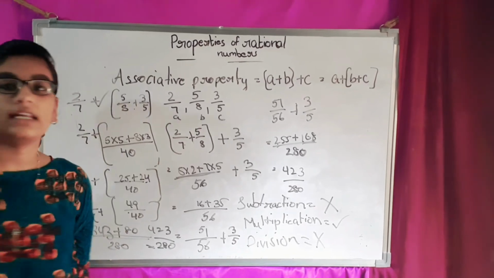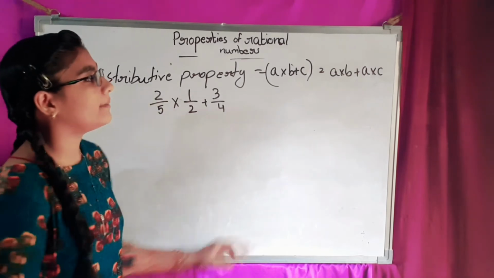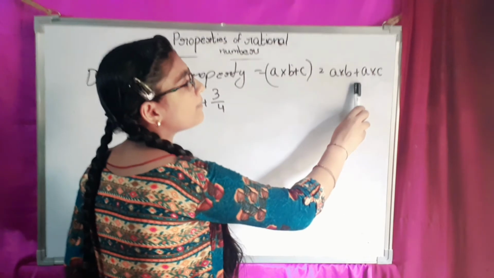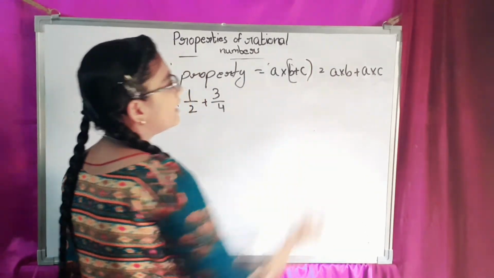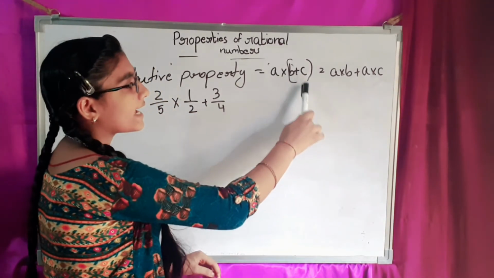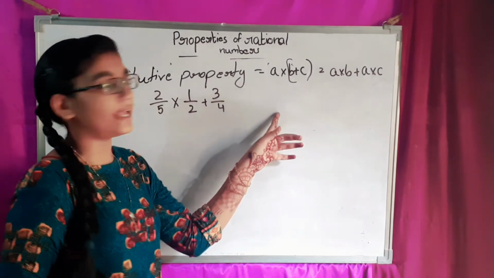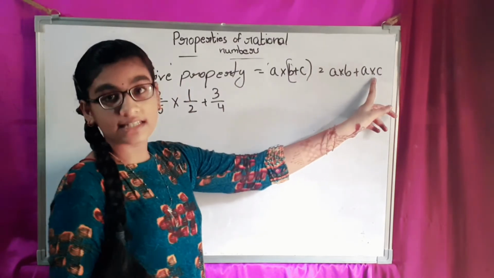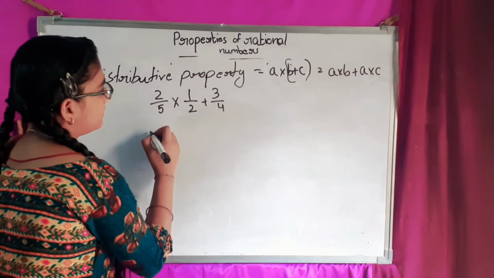Now we learned associative property. After that we learn distributive property. Distributive property means A into (B plus C) is equal to A into B plus A into C. Here, this bracket, in this bracket we should add, and the result we have to multiply. Here A into B plus A into C. This is the example. Now we will do that example.